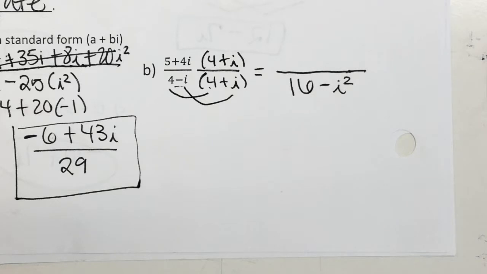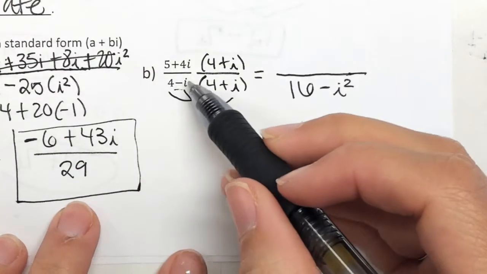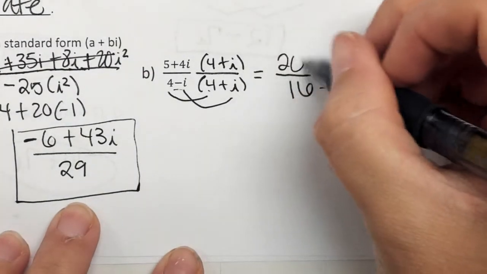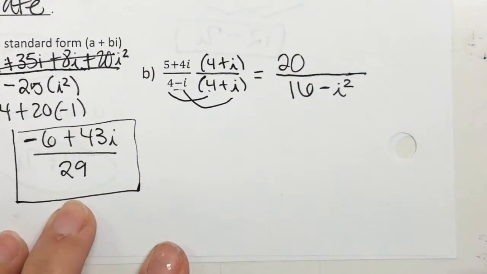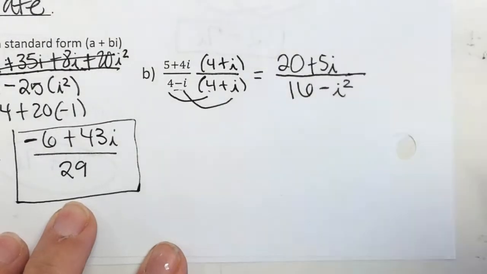What's your question, Antonio? Okay. Alright, help me out, Junior. What's your name, Junior? I can't remember. Corbin. Corbin. Alright, Corbin, help me out. What's my first terms multiplied together? 20. Thank you. Alright, Solomon, what's my outer terms multiplied together? That's 5i. Thank you.